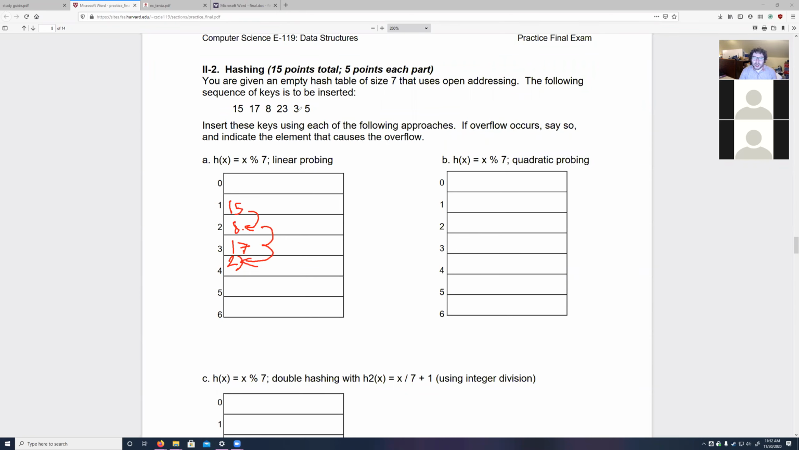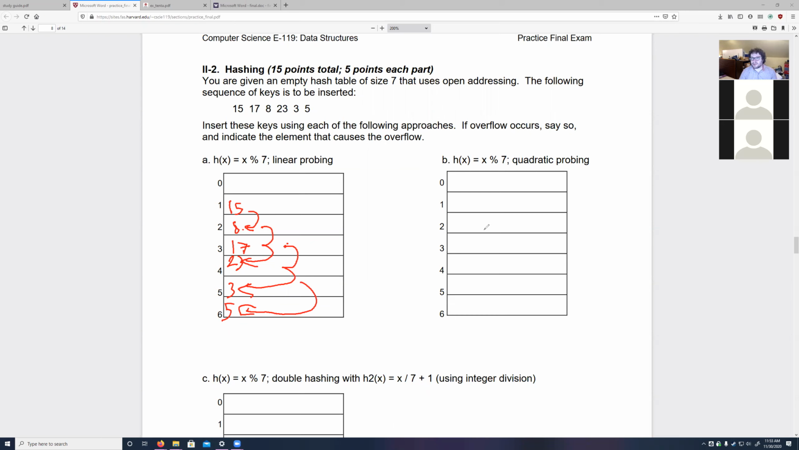3 mod 7 is 3. So we wanted to put 3 here, but we couldn't. Look for the next available space. 3 goes over here. 5: index 5 is taken, so we look for the next available space. It goes over here. So 15, 8, 17, 23, 3, 5 is how things would get stored.